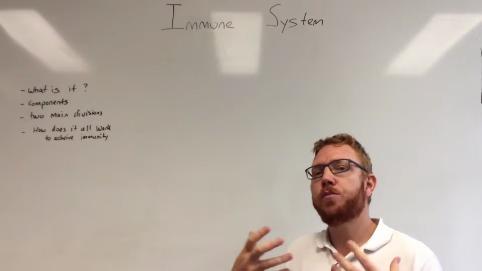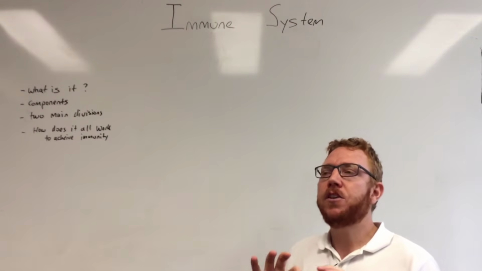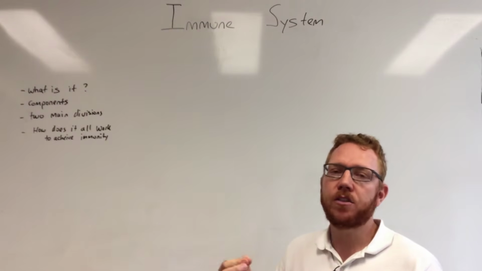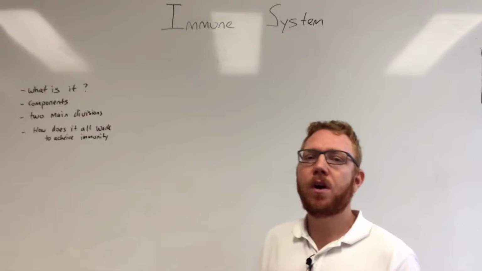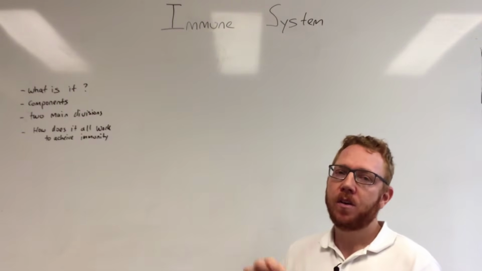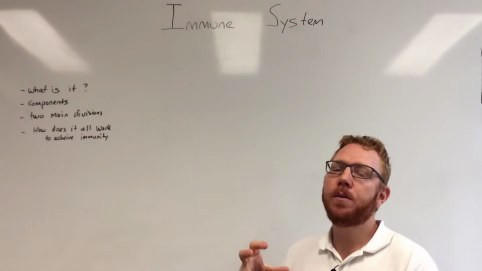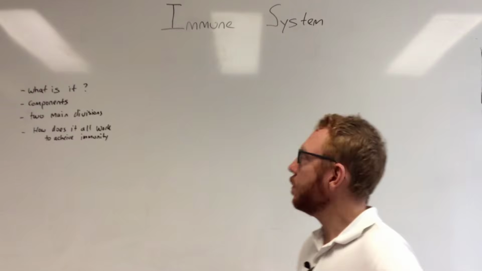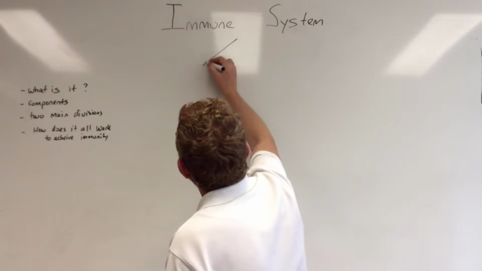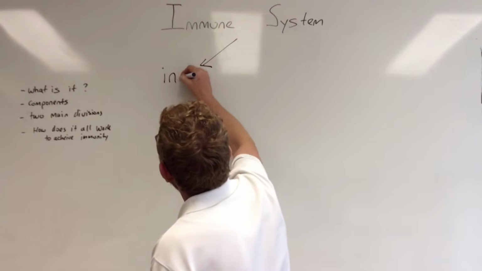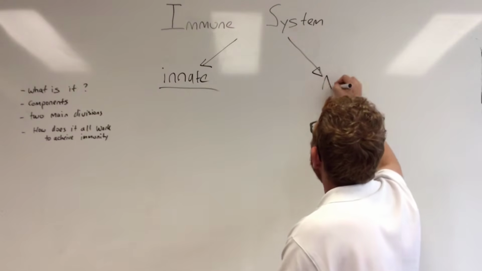So this is basically what the immune system is. It's a system to protect us from becoming sick, ill, and essentially being free from infection, which is what immunity is. The components of the immune system can be broken into three components. We have cells, we have tissues, and we have molecules that help to achieve immunity. When we look at the immune system, it's broken down into two main parts. It's broken into the innate and the adaptive.